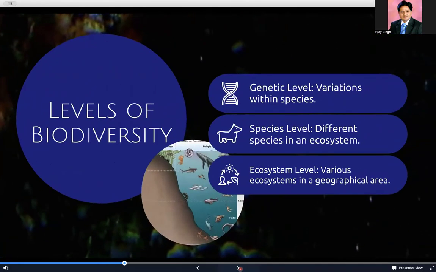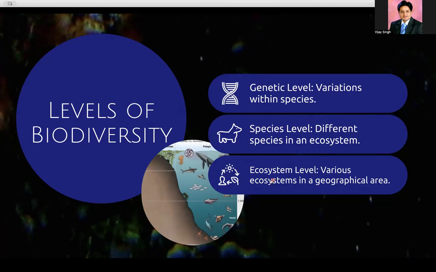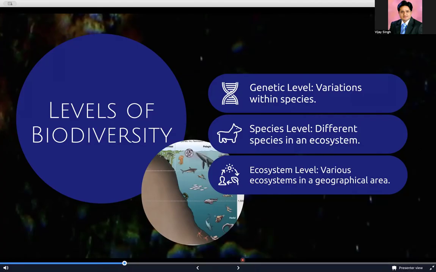Then levels of biodiversity. So genetic level, variation within the species. Species level, that's different species in an ecosystem. And ecosystem level, that's various ecosystems in a geographical area.